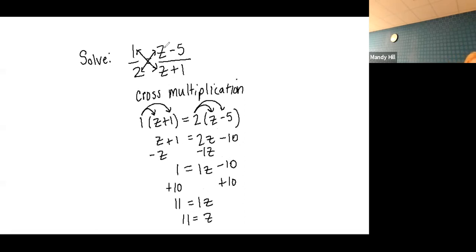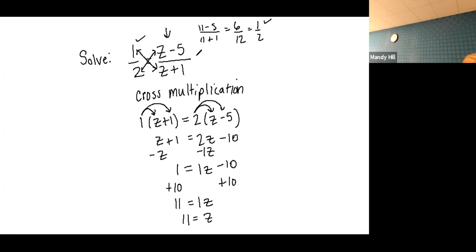Now I could plug this in and check it, right? If I plug this into this side and check it, I would end up with 11 minus 5 and 11 plus 1. 11 minus 5 is 6. 11 plus 1 is 12. If you reduce that, we have 1/2, which is what we're supposed to have. So we can always go back and plug it in and check if we need to.